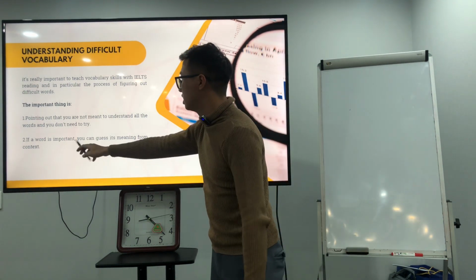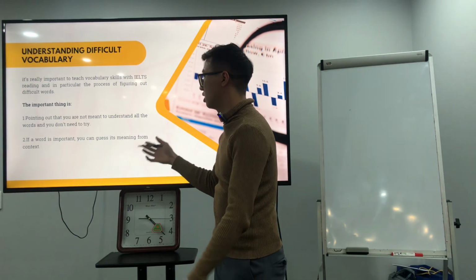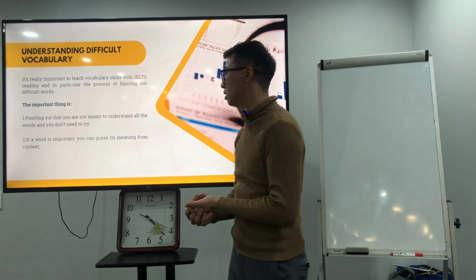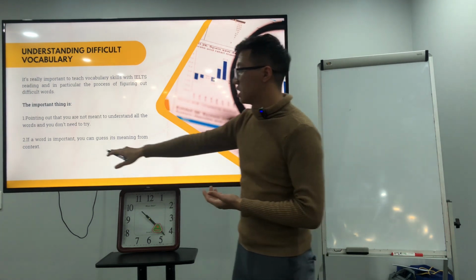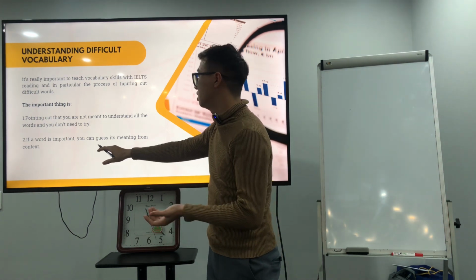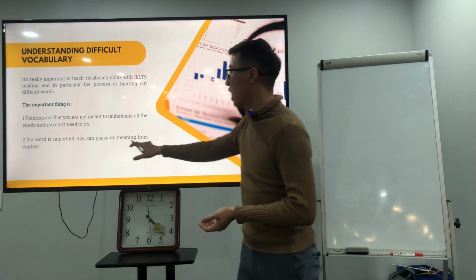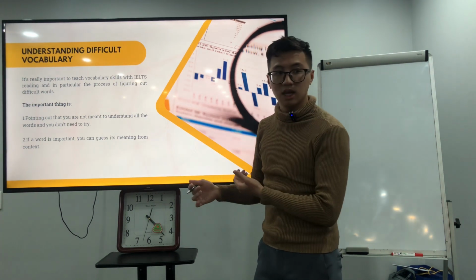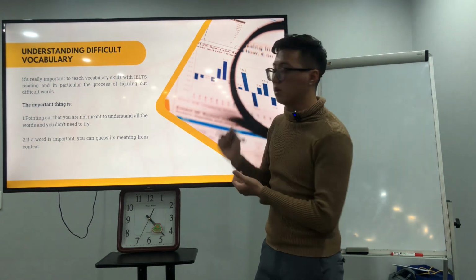So the important thing is that the student cannot understand all of this vocabulary. So you have to point out that they are not meant to understand all the words, and they don't need to try. If the word is important and the student cannot understand, you can teach the student how to guess the meaning of the vocabulary from the context.